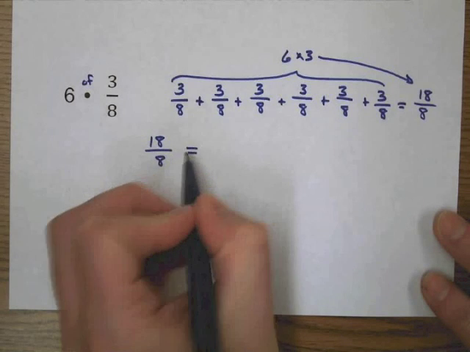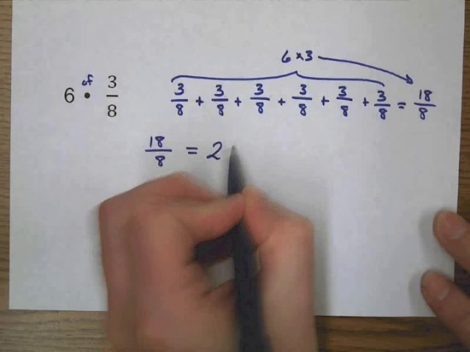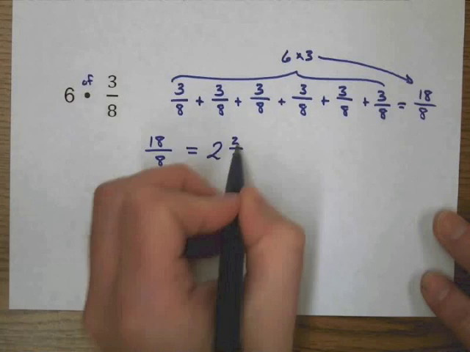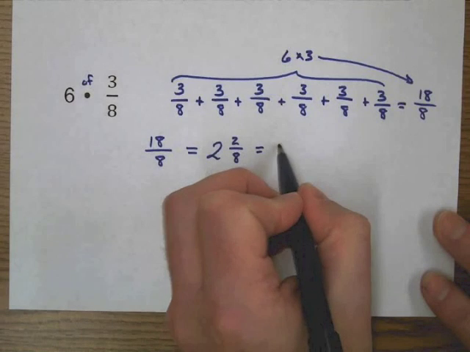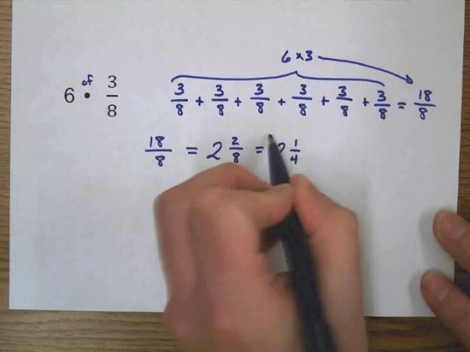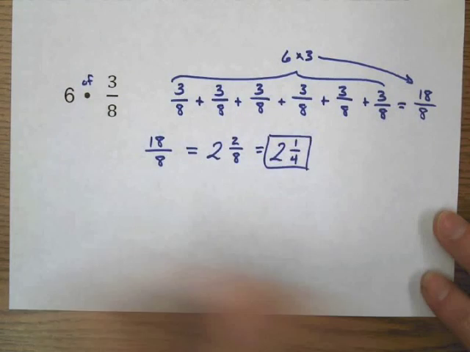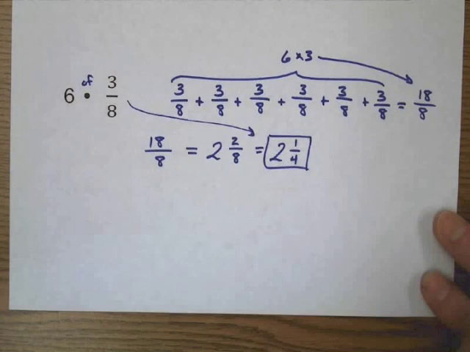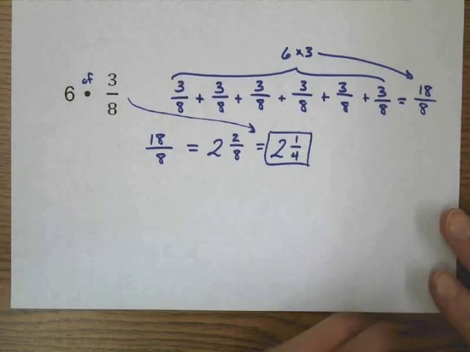I want to simplify that down. And I come up with 2 and 2/8. I can pull 2 wholes out of there, and I'm left with 2/8. And that 2/8 can simplify down to 1/4. So 6 times 3/8, the solution of that is 2 and 1/4.